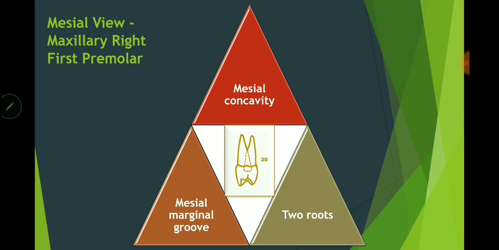So the mesial view of the maxillary first premolar, you have a mesial concavity, which is depicted by the dotted line there, and two roots are the most common, and you have a mesial marginal groove. You see that? The mesial marginal groove here extends onto the root concavity. Which tooth has a mesial marginal groove extending onto the root concavity? Maxillary first premolar.